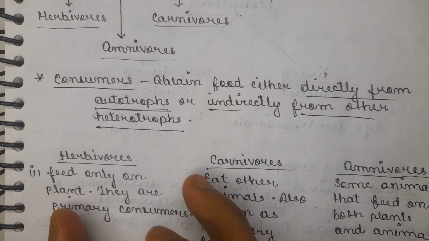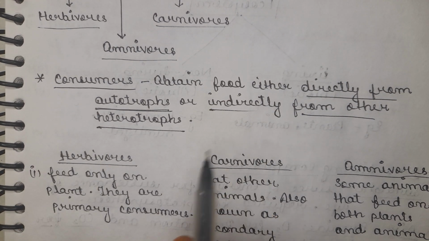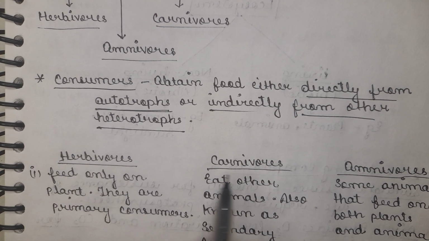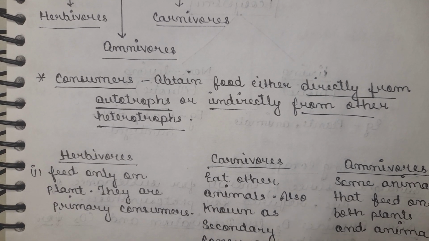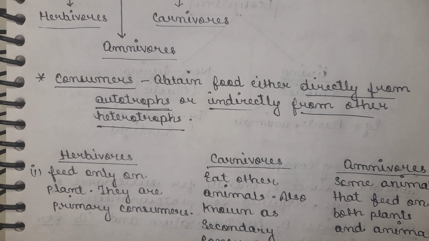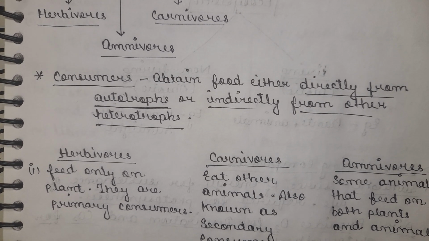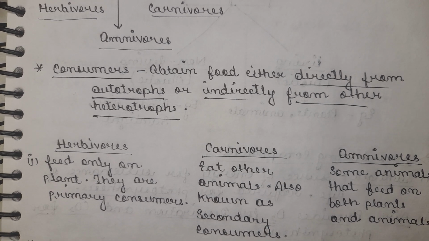Now the consumer is subdivided into three parts. That is the first one is the herbivores, carnivores and the omnivores. So these we have already started studying in 4th, 5th class.